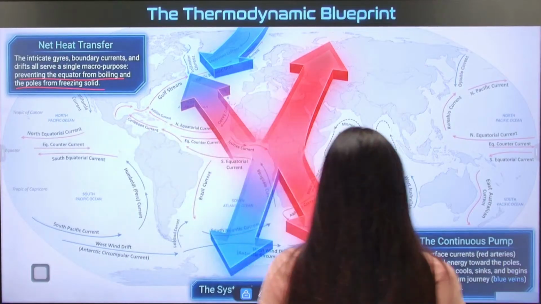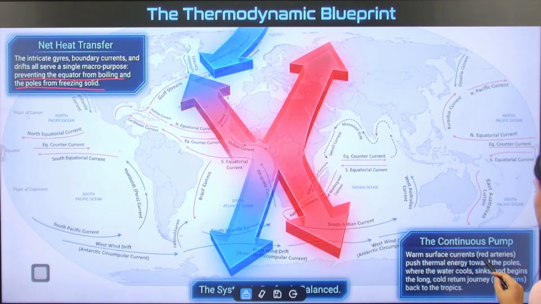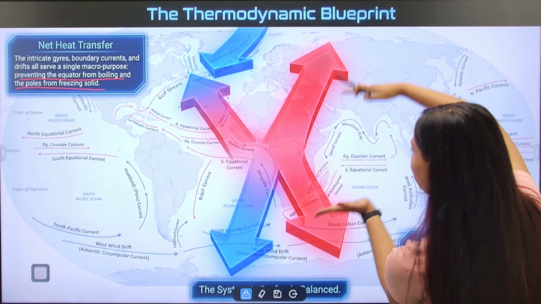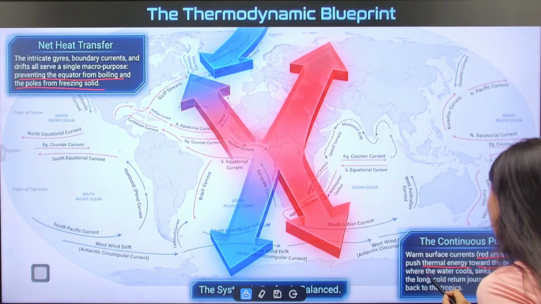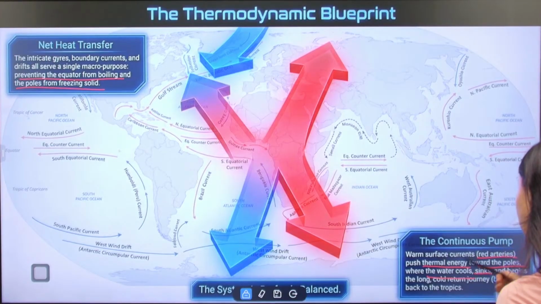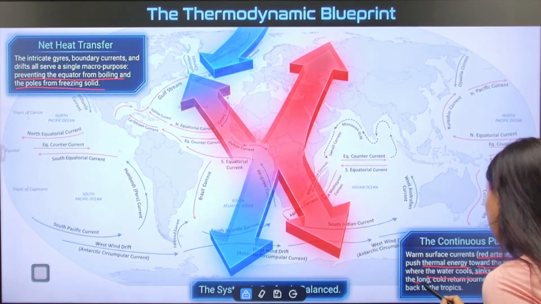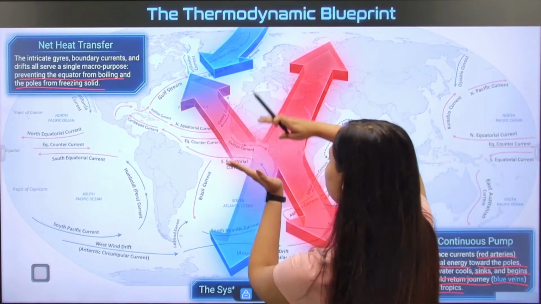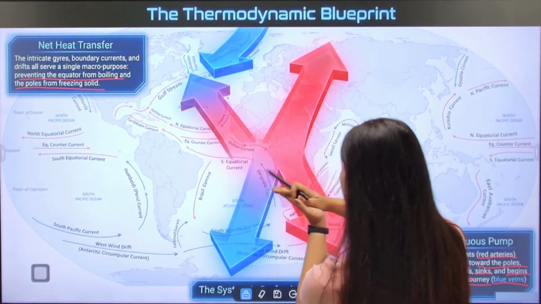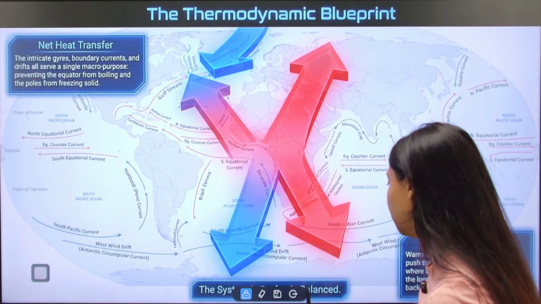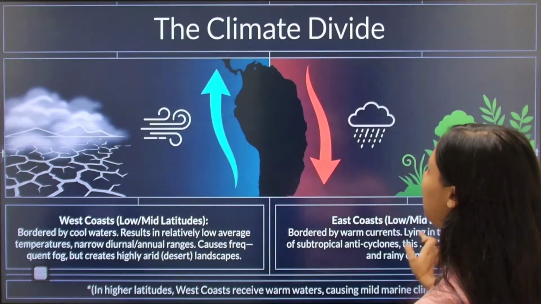The continuous pump: warm surface currents, the red arteries, push the thermal energy from the equator towards both the poles, where the water cools, right? It will cool down and sink, and begin the long cold journey again, the blue ones, back towards the tropics and the equator. So in this way the system is perfectly balanced.